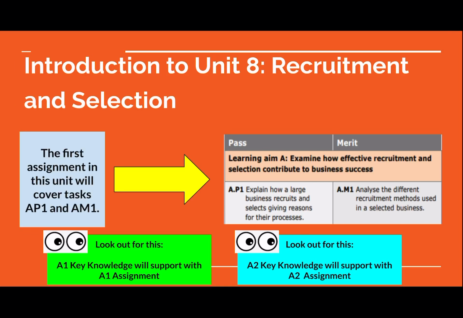The second task is AM1, which is to analyse the different recruitment methods used in a selected business. What's important when you go through this presentation is that you look out for a little green box and a little blue box. Every slide that has the little green box in the top right hand corner will correspond to notes and knowledge that you need for your A1 part of your assignment. Anything with the turquoise will correspond to knowledge that you need for your A2 part of your assignment.